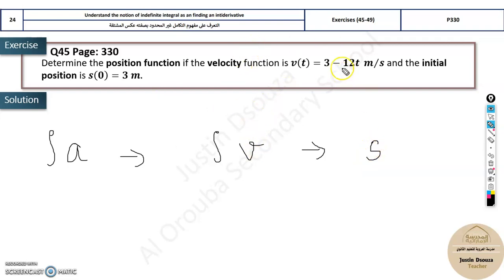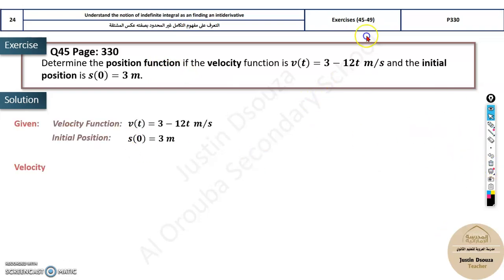Now, in these particular problems, you will either be given acceleration or velocity. You need to solve for the position function. Let us directly start solving this because this is an easy problem. You are given the velocity function, and then you have got the initial position. But you need to find the position function with respect to t, that is s of t.